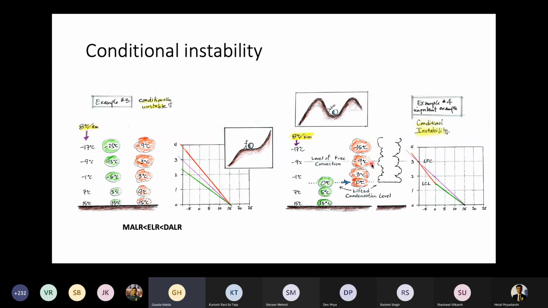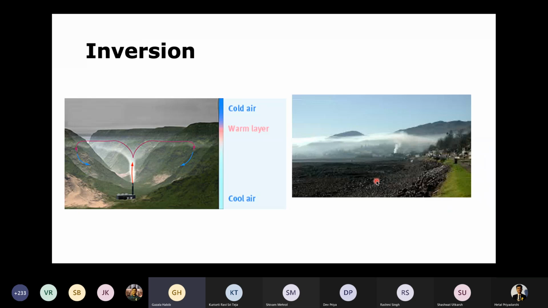Instability and stable, they are kind of similar words, right? When we say stable or instability, it has a similar kind of expression. So that is actually a stable condition, but because of the moisture in the air parcel, it is getting condensed and forming the cloud. Okay, so the condensation happens when this particular kind of situation occurs in the atmosphere.